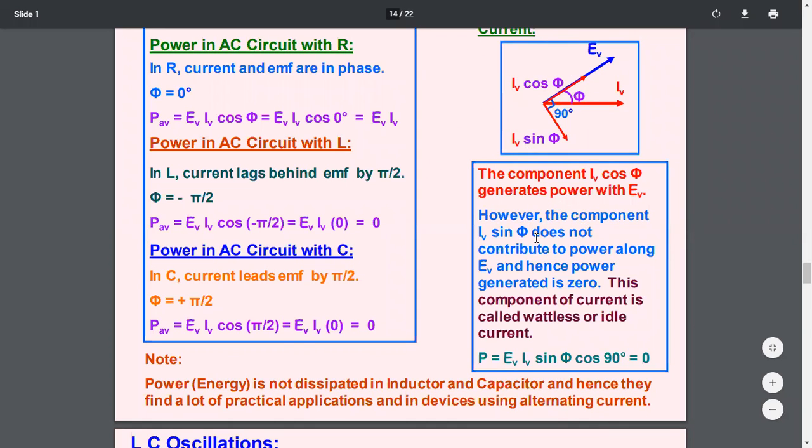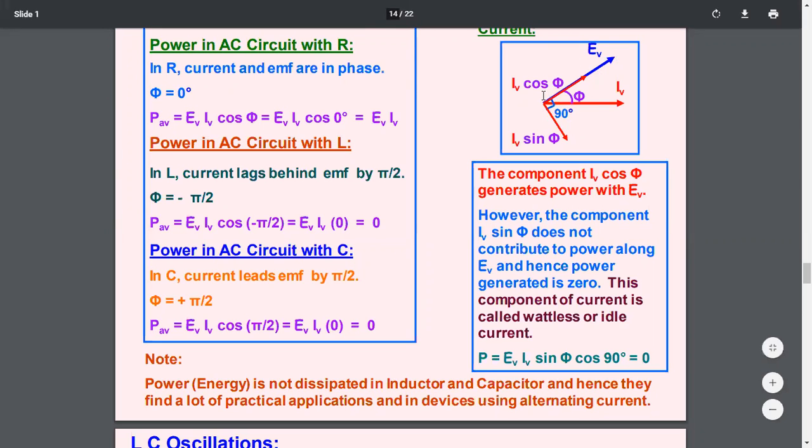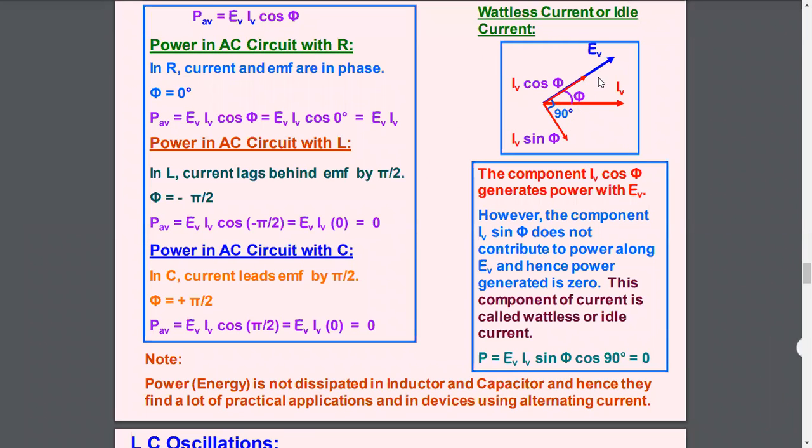However, the component IV sin phi or IRMS sin phi does not contribute to the power along ERMS, and hence the power generated is zero. And this component of current is called wattless or idle current. So, got it well. When you resolve the phasor of current along the phasor of voltage and perpendicular to the phasor of voltage, then the component of current along the phasor of voltage produces power which is non-zero.